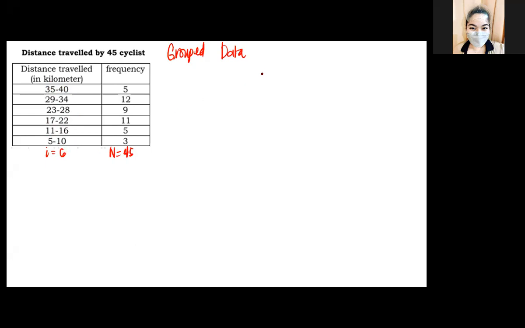Now, how do we get the median? Si median, kinukuha natin siya using formula. Okay? Ano yung formula na yun? Yung formula po na ginagamit natin for median is lower boundary of median plus the quantity of n divided by 2 minus the cumulative frequency below divided by the frequency of the median class times I. Okay? So yan po yung formula na ginagamit natin for us to get the median of a group data.